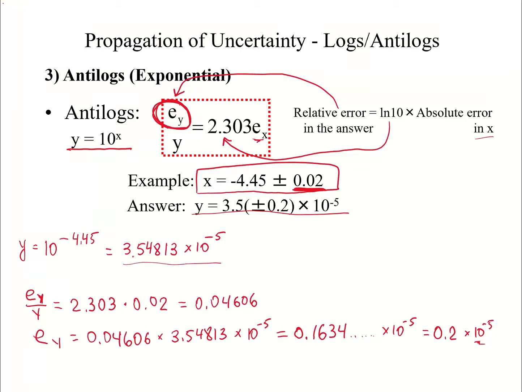Now let's write the final answer. Y is equal to 3.5 plus or minus 0.2 times 10 to the negative fifth. Because my uncertainty is in the tenth place, so the absolute error is 0.2 times 10 to the negative fifth, I can only report one decimal, the tenth place, for my value of y. That is why I'm rounding the value of y to two significant figures, showing only the tenth place. Otherwise the y value will be incorrect. I cannot show any other decimals because the uncertainty is in my tenth place.